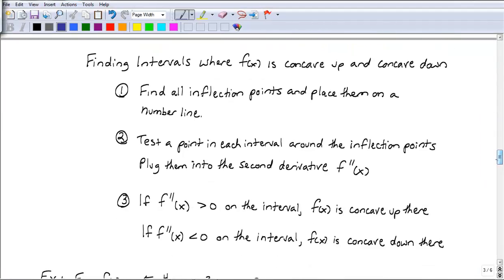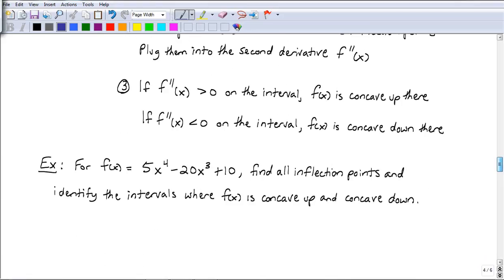Notice the process is exactly the same as it was for increasing and decreasing. Concavity is the exact same process. First you find the inflection points and put them on a number line. You test a point in each interval around the inflection points and plug them into the second derivative. If the second derivative is positive, it's concave up. If the second derivative is negative, it's concave down. And so let's look at an example of this.